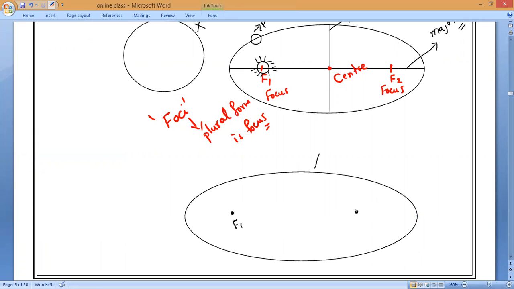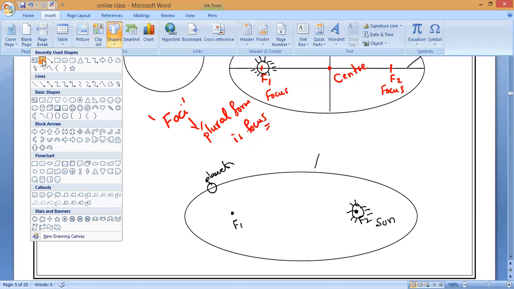Law of orbits. So maybe the sun is present here, or maybe the sun is present at F1, but the planets are revolving around the sun. So that is called Kepler's first law of planetary motion. Any doubt, anybody?